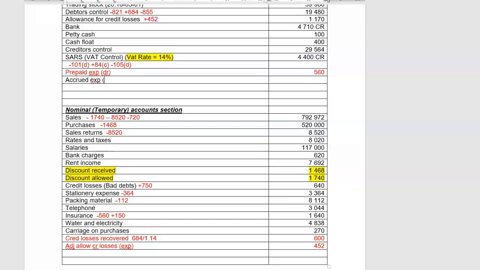And accrued expenses, guys, is part of trade and other payables. So it's a credit. We're going to debit insurance and credit our accrued expenses with 150 Rand. That 150 Rand is the liability that we have in the current financial period. Not the whole year. We're not interested in the whole year.